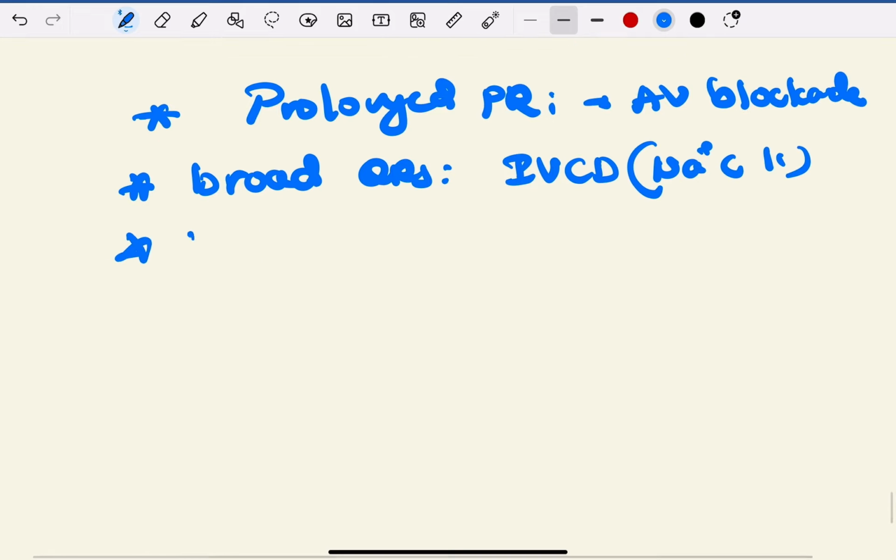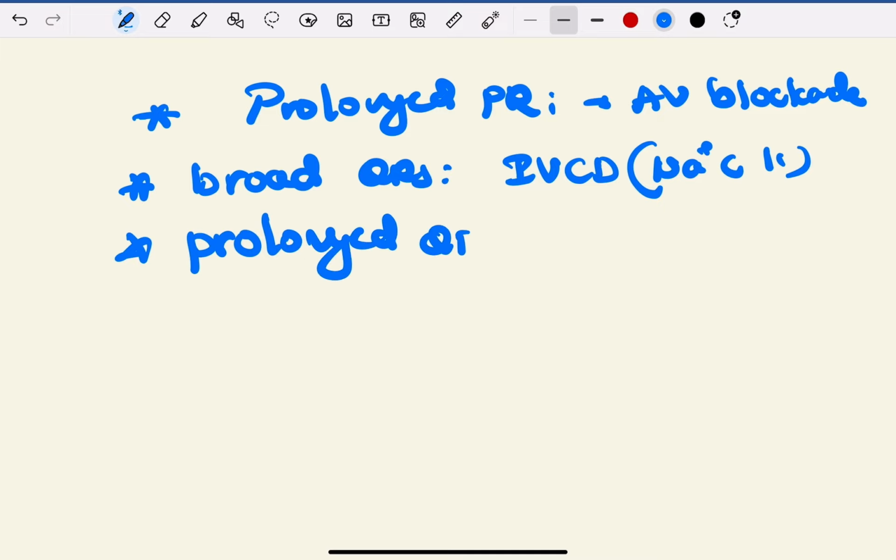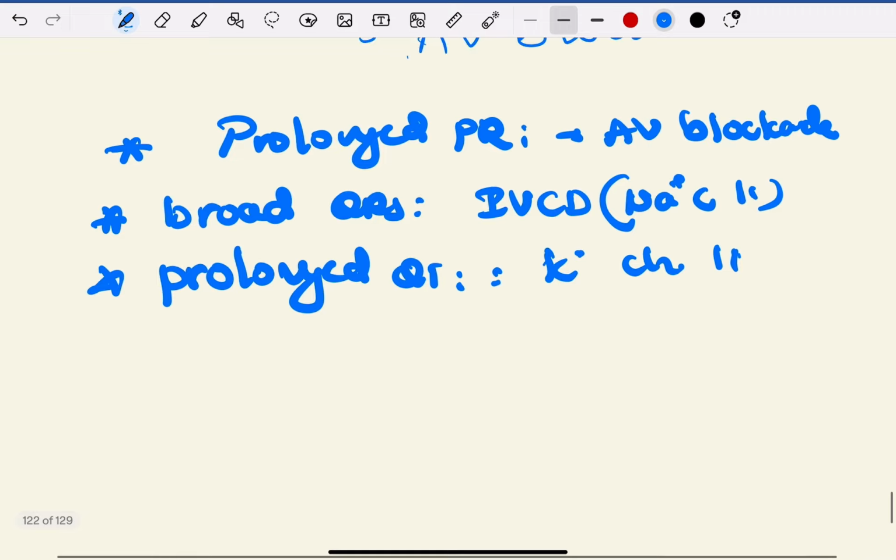Next, prolonged QT interval. That suggests potassium channel blockade. So these are the three important toxicological findings in the given ECG.